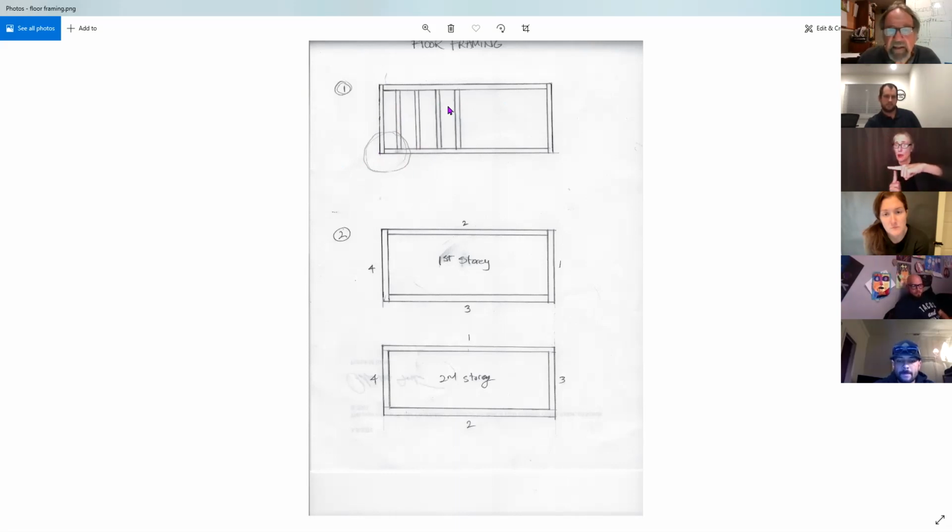It's not critical for the people who aren't carpenters, and the people who are carpenters probably already got this 10 minutes ago. So let's put it that way.